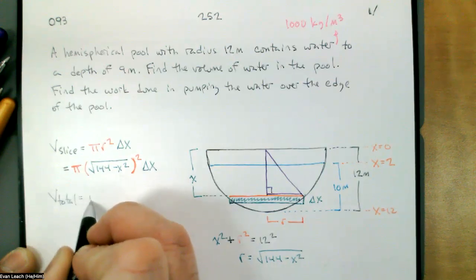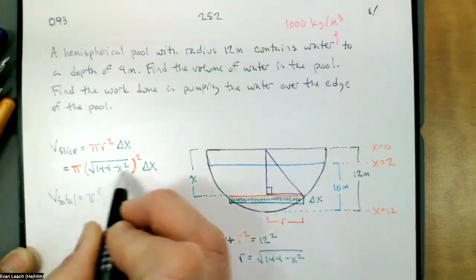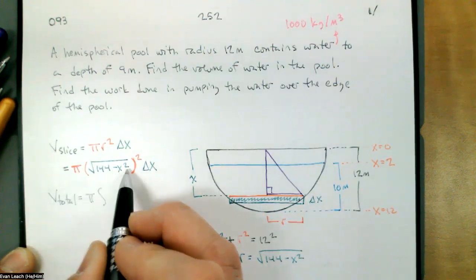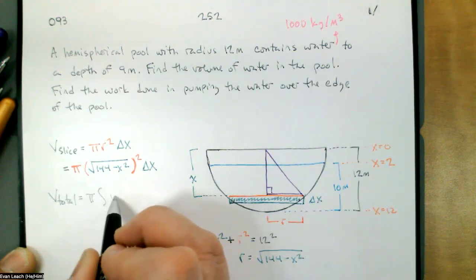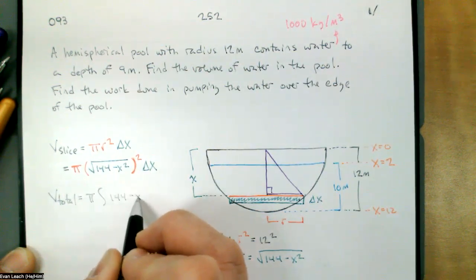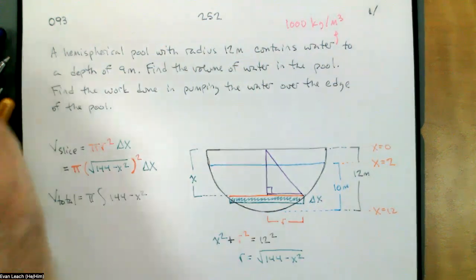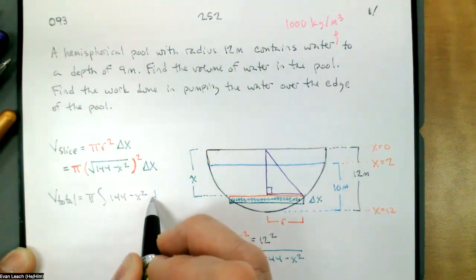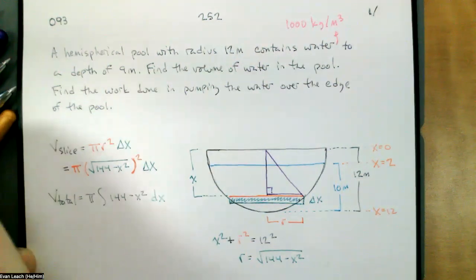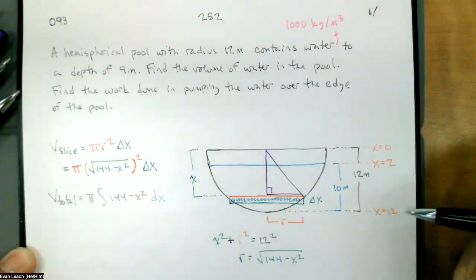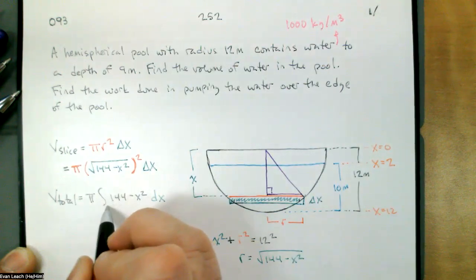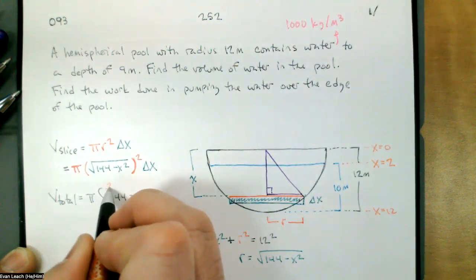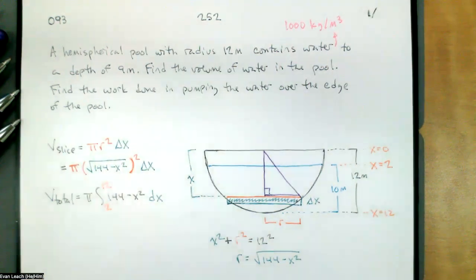I'm going to factor out the pi. I'm going to simplify the square root of 144 minus x squared, squared, to just 144 minus x squared. My discrete delta x becomes a continuous dx. And we integrate over all the x values where we have a slice of water, from 2 to 12. That's the 10 meters of water that we want to integrate.